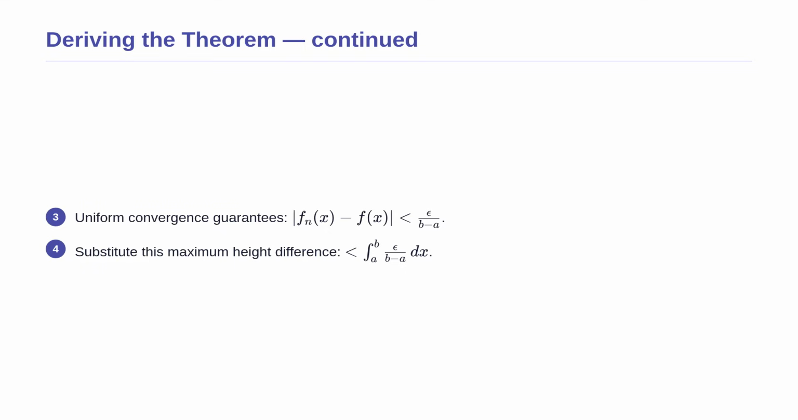We can now substitute this guaranteed maximum height difference back into our integral inequality to find the maximum possible difference in their areas.